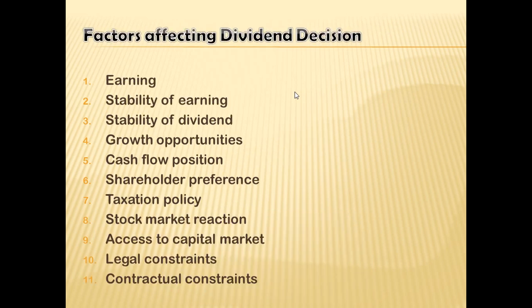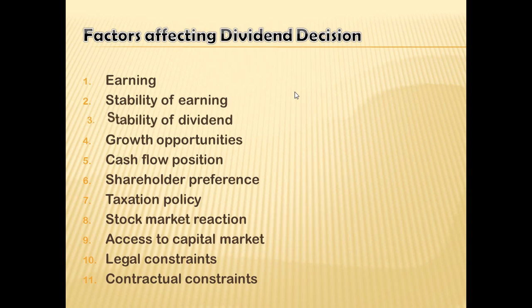Now the next one, that is factors affecting dividend decision. The first point is earning. The dividend is to be paid out of the present and the reserved profits. Therefore, a greater amount of total profit will ensure greater dividend. The next point, that is stability of earning. A company having stable earning is in a position to declare more dividends, and vice versa.